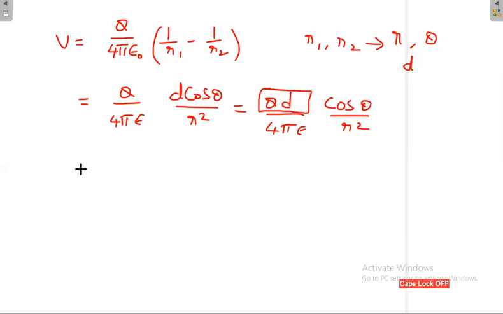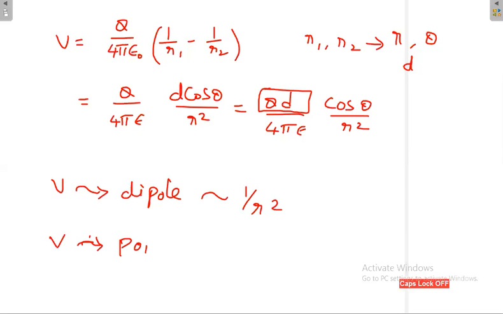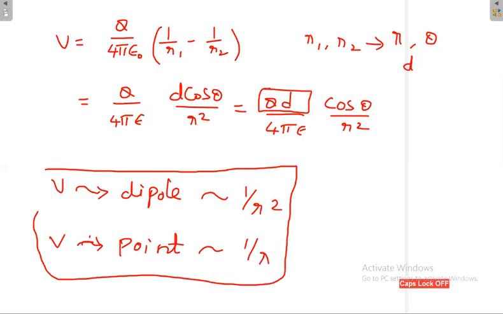So finally, your voltage due to dipole is directly proportional to 1 by R square, whereas voltage due to point charge depended only on 1 by R. This is again another very important thing you should remember. In the exam, they will ask this only: voltage of dipole varies with respect to what? 1 over R, 1 over R square, like that.